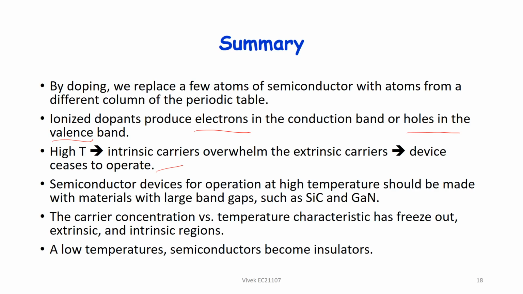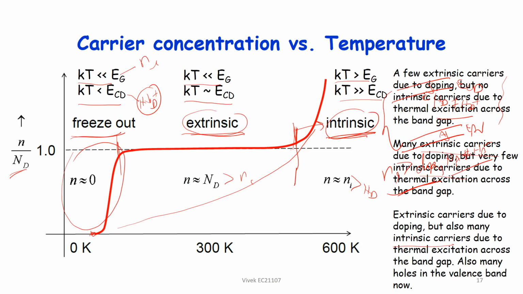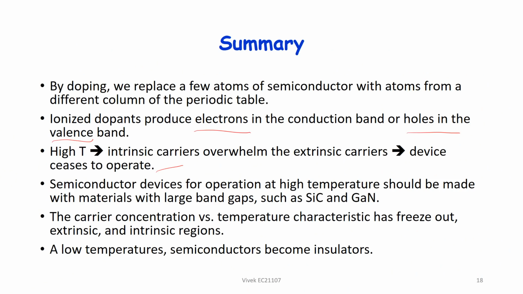So if you want to operate a device at high temperature, what should we do? We should make sure that intrinsic carrier concentration does not increase, right? So that can be done by increasing the band gap, right? So what we do? We use materials with large band gap, such as silicon carbide, gallium nitride. They have around 3 or more electron volt band gap. So carrier concentration versus temperature characteristic has 3 regions: freeze out, extrinsic and intrinsic region. And at low temperatures semiconductor becomes insulator.